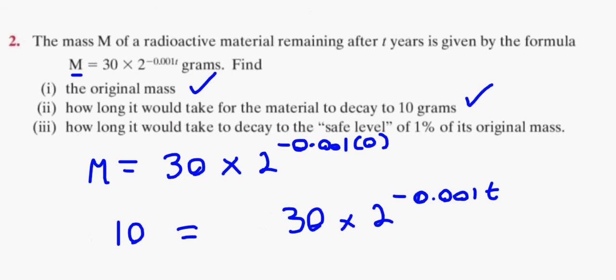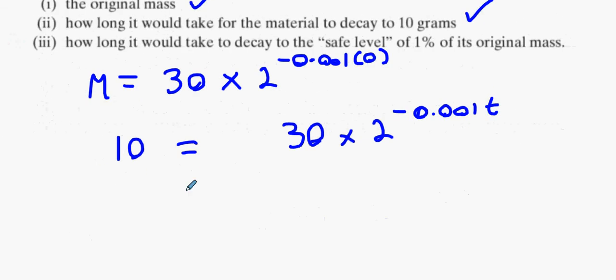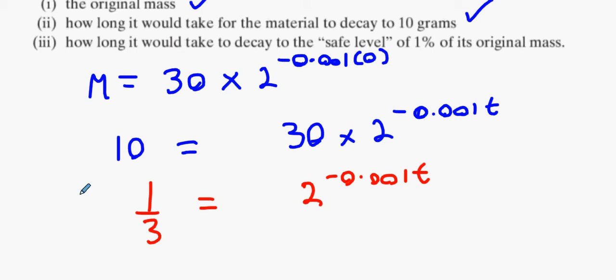Bring 30 to the left. What happens when you bring 30 to the left? 10 over 30, which is? 1/3, exactly. And then we get 2 to the power of minus 0.001t. You find these questions aren't so bad now. Pick a log of your choosing. Any log. Log 1 doesn't make sense. I'll use log 10, yeah.